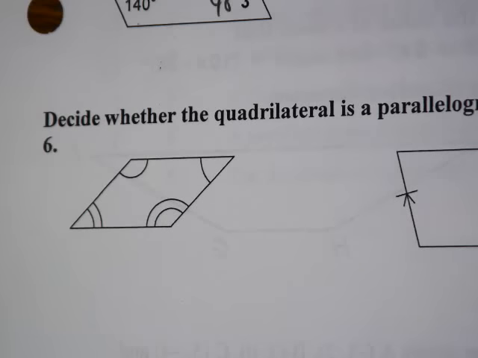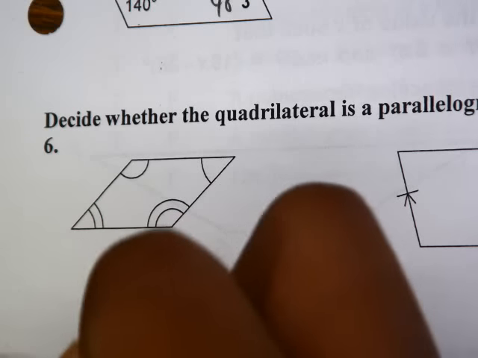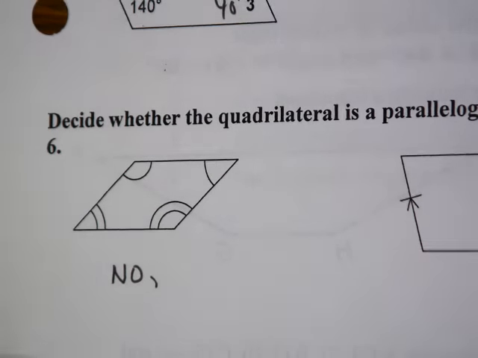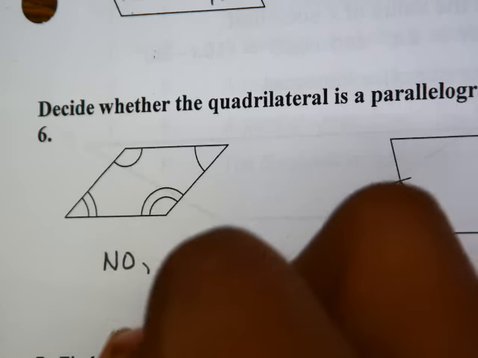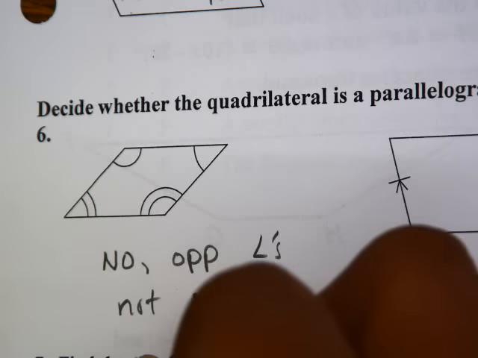So for number 6, I have to decide just from the markings if those shapes are parallelograms. This one's a no, because for a parallelogram, opposite angles need to be congruent, and this one, the opposite angles are not congruent.